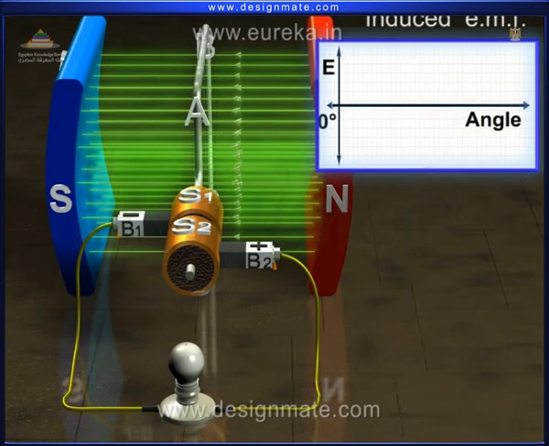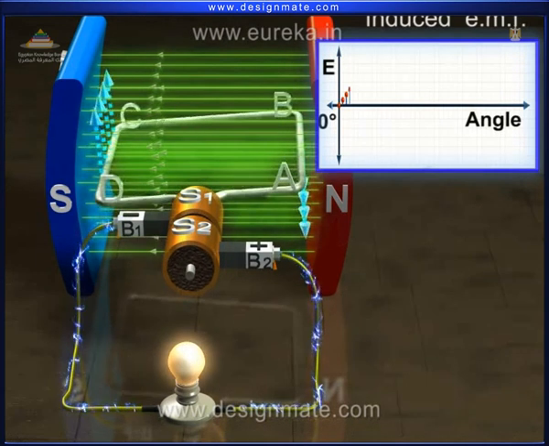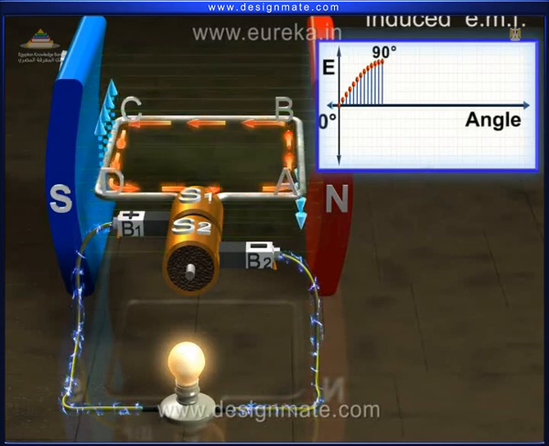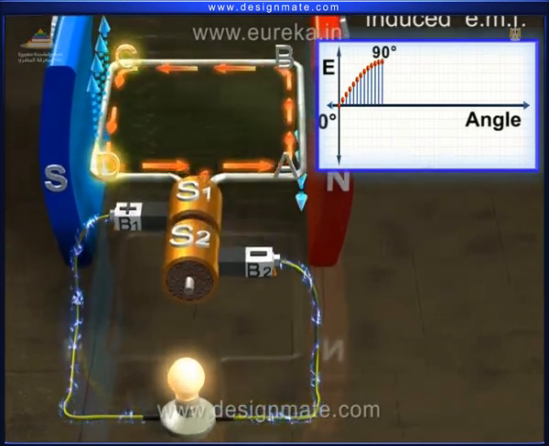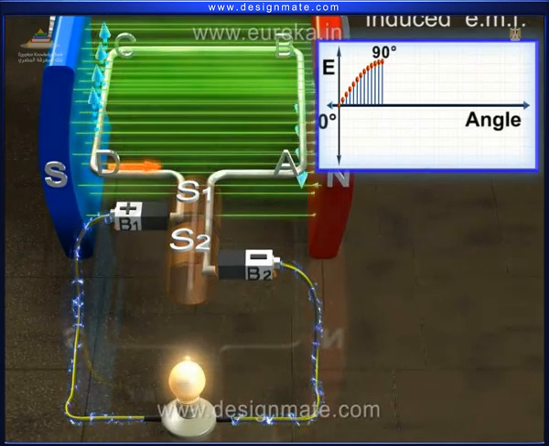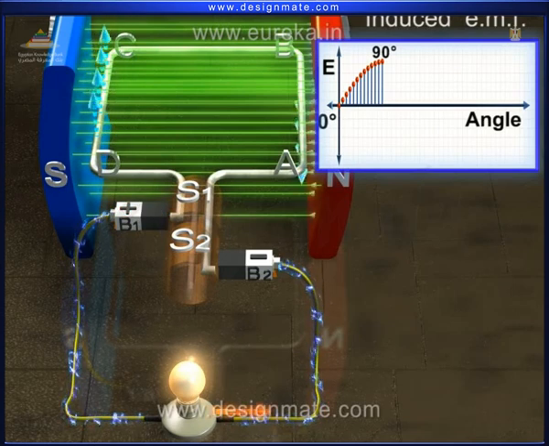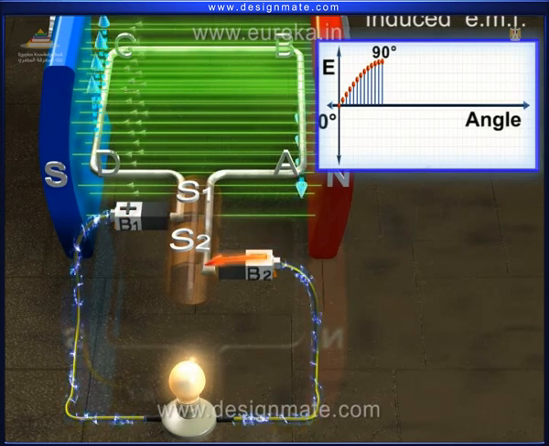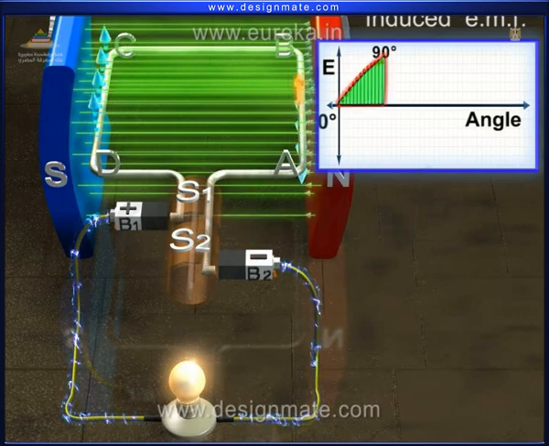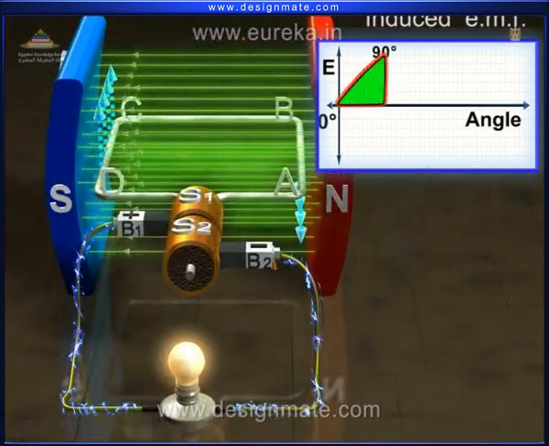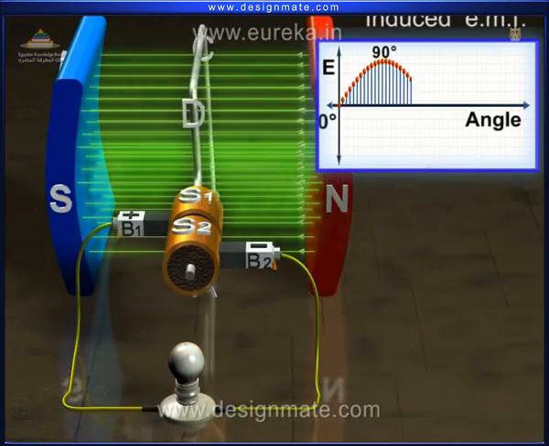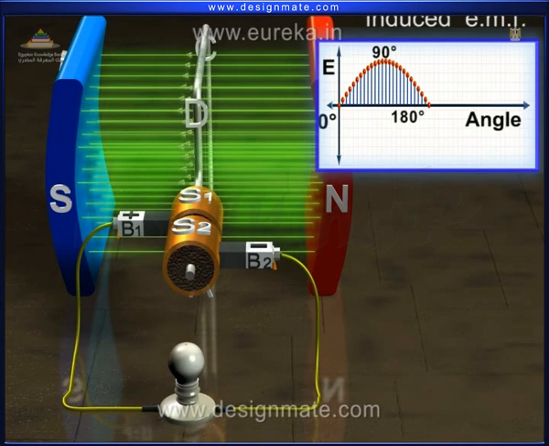Let us see this again. Initially, the coil is at 0 degrees, hence no current flows. When the coil reaches 90 degrees, the current produced is maximum and from arm AB to arm CD. Current enters the external circuit through slip ring S1, brush B1, and leaves the external circuit through brush B2 and slip ring S2, and we get the positive half cycle of the waveform. When the coil reaches 180 degrees, current produced is zero, which is seen in the graph.